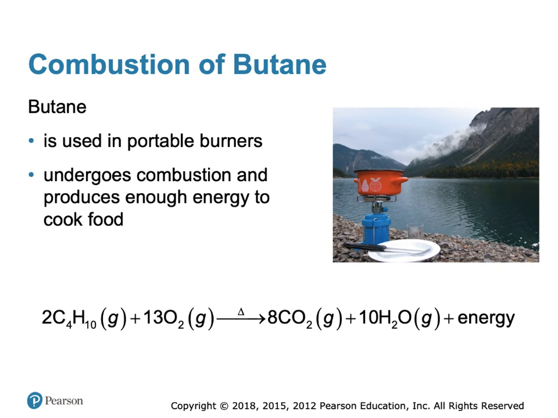So you can see here, butane is used in portable burners. It undergoes combustion and produces enough energy to cook food. And you can see here, C4H10. And it's a gas, and we find it in these canisters that we can take camping with us. And in the presence of oxygen and then a flame, we can produce carbon dioxide, water, and heat.